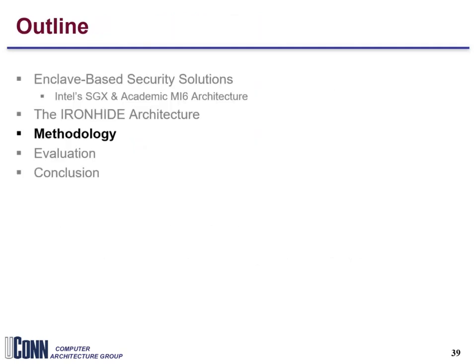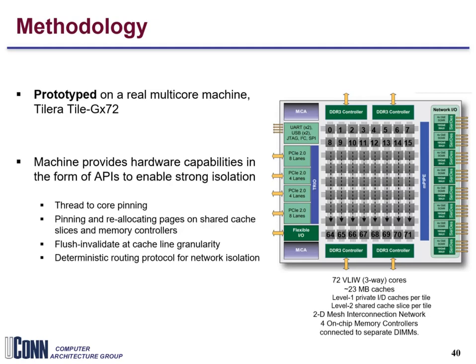Now, in terms of the methodology to evaluate the design, IronHide is prototyped on a real multi-core setup called Tilera TileGX72. The reason for adopting Tilera in this work is that it provides all capabilities to form strongly isolated clusters by mapping threads to cores and pinning memory pages to dedicated memory regions. It also enables flush, invalidate, and page reallocation mechanisms for dynamic hardware isolation. Tilera contains 72 VLIW cores with a cache hierarchy of level 1 and level 2. It contains a total of 23 MB cache capacity and comprises 4 on-chip memory controllers mapped to respective memory modules or DIMMs.